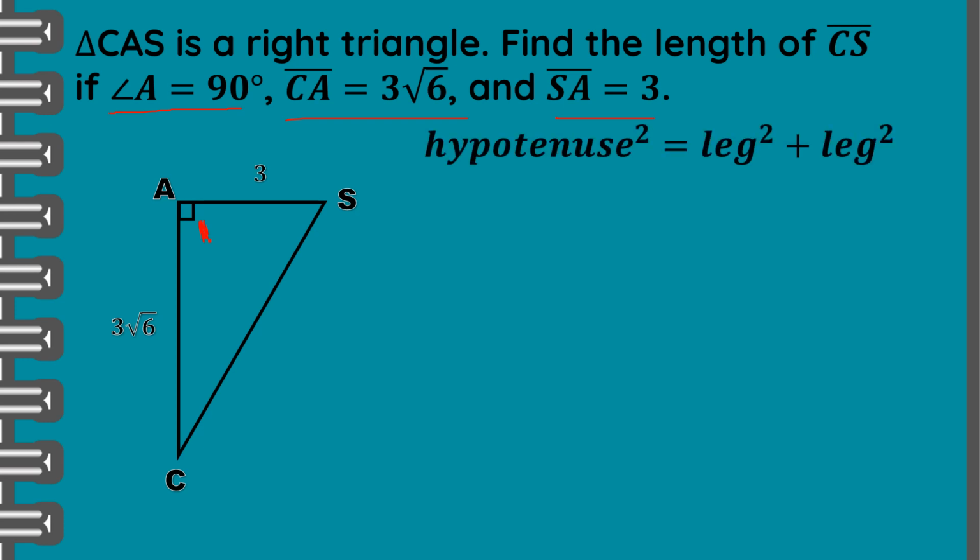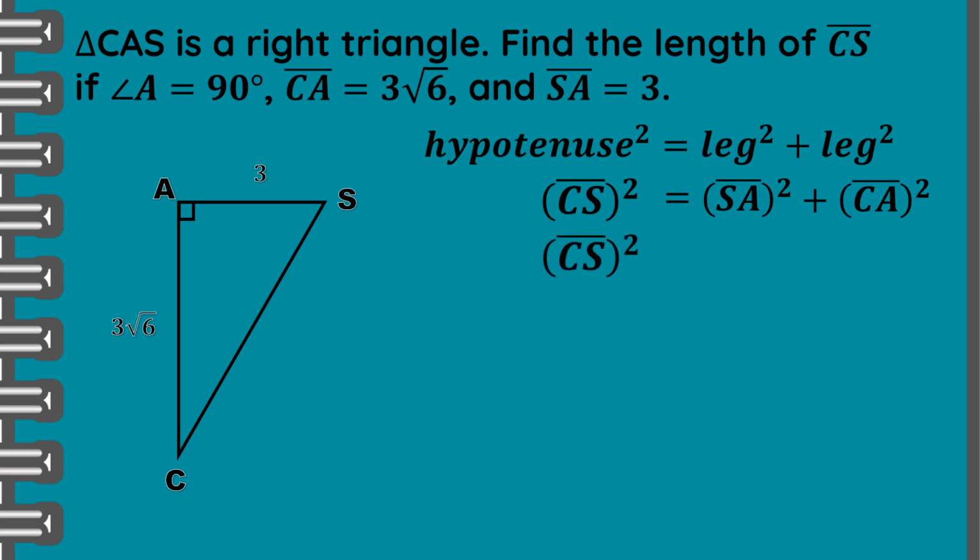That is, the square of the hypotenuse is equal to the sum of the squares of the two legs. We then have the square of segment CS, the hypotenuse, is equal to the sum of the squares of the two legs, which are segment SA and segment CA. Here segment CS is the unknown, so we copy square of segment CS equals segment SA is 3 units long, and segment CA is 3 square root of 6 units long.